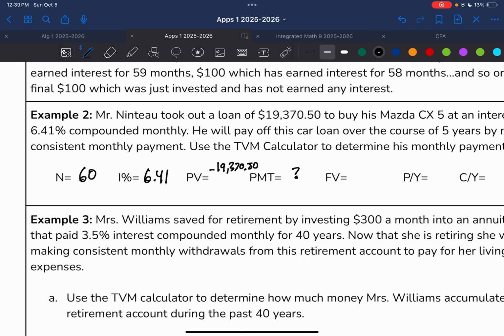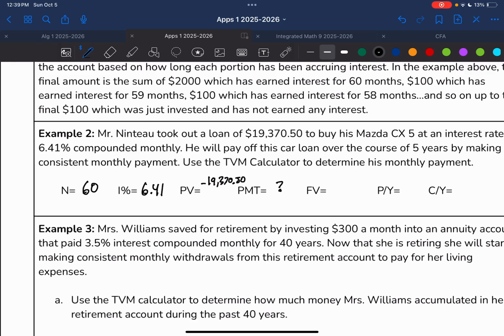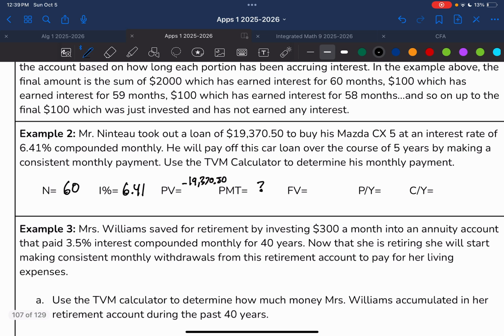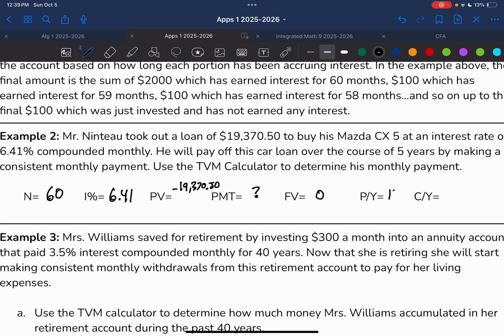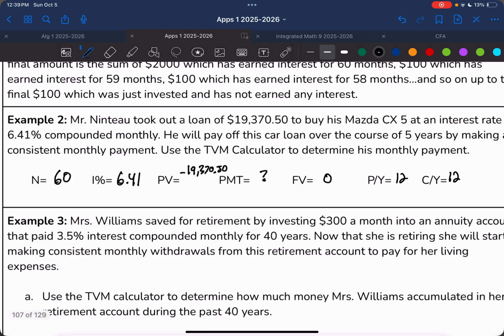For future value, if you think about what we want to put here, we're trying to figure out when this value will go down to 0. So for the future value here, if you want to figure out when the loan will be completely paid off, you put a future value of 0, right? When is it gone? And then it's compounded monthly, so PY and CY are both going to be 12.